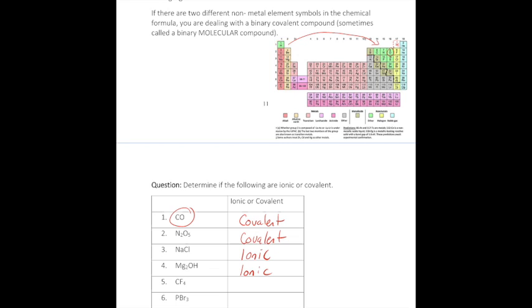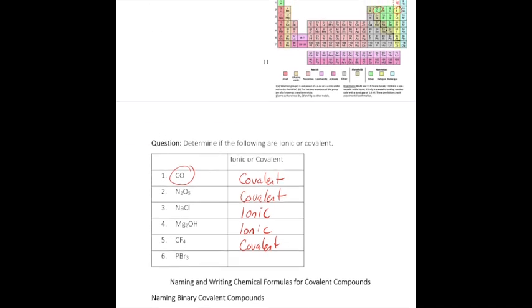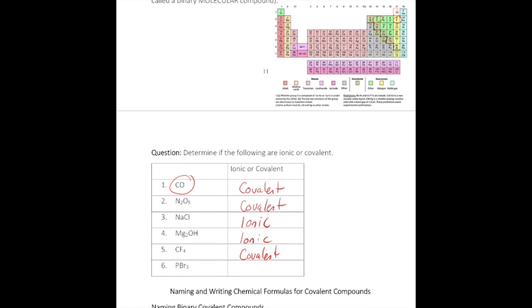Okay, let's look at carbon and fluorine. Carbon and fluorine. Okay, so fluorine's right here, carbon's right here, both above, so covalent. And it's always a good idea before I start one of these examples to stop, do it yourself, and then come back and watch the rest of the video. Phosphorus and bromine also going to be covalent.